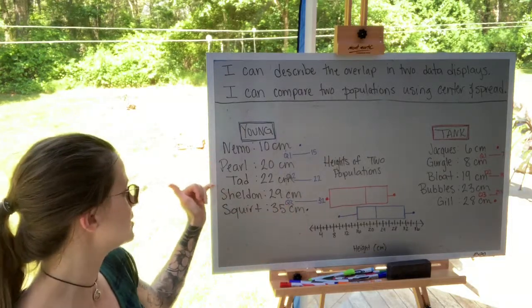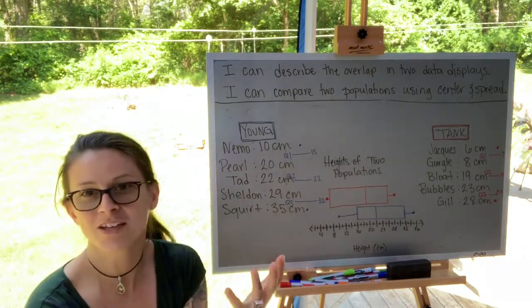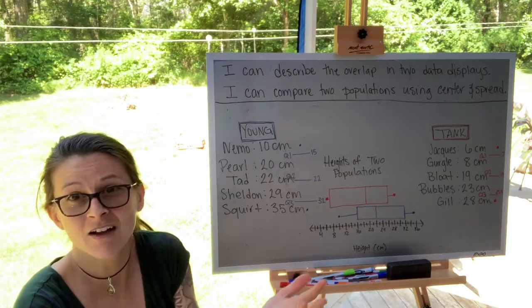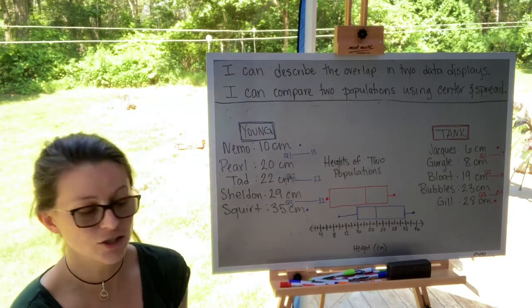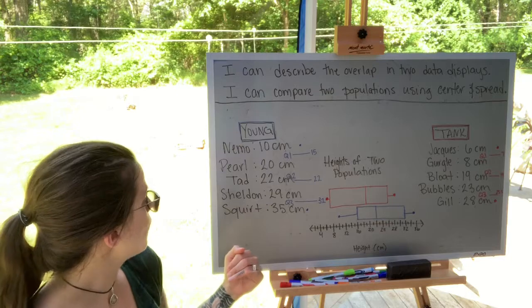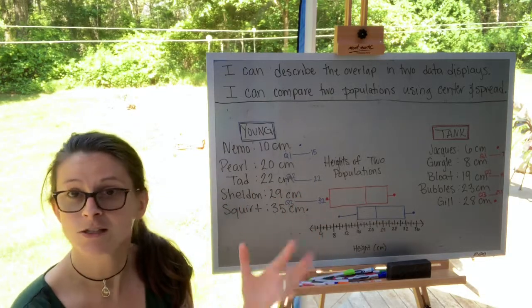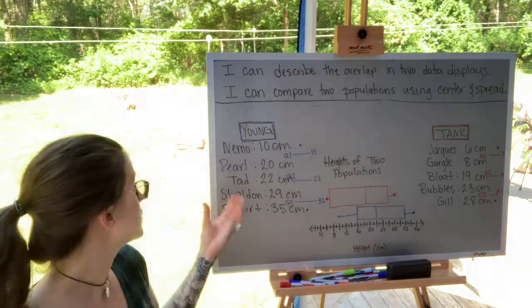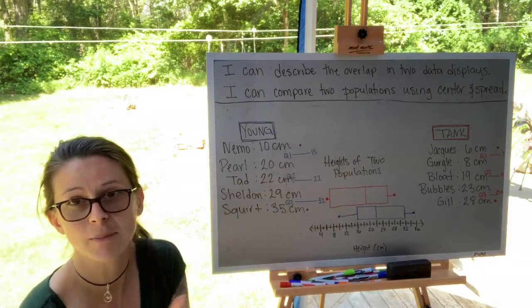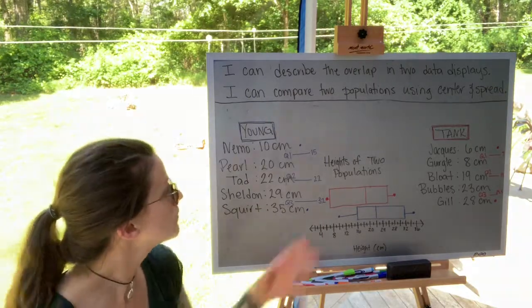So Nemo, Pearl, Tad, Sheldon, Squirt. It's only a sample of 5. It's big enough, there's not a lot of young characters in the film. And I chose them randomly. So this is a well-selected sample to represent the young population of characters in Nemo.